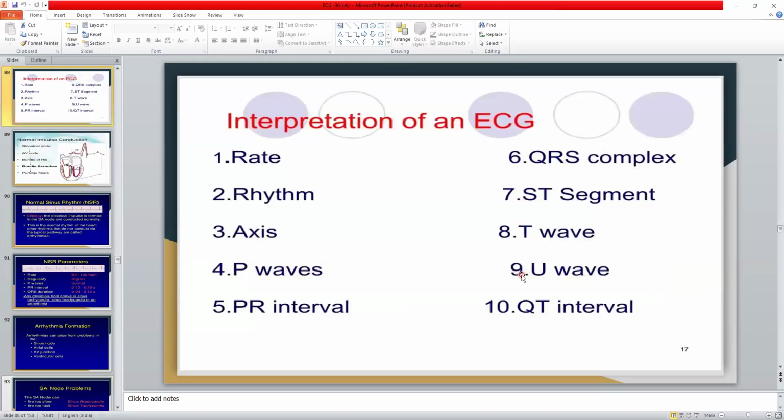As I already told you, we have to interpret an ECG always in an orderly manner. First, after confirming the normal standardization, you have to start interpreting an ECG in the following order.